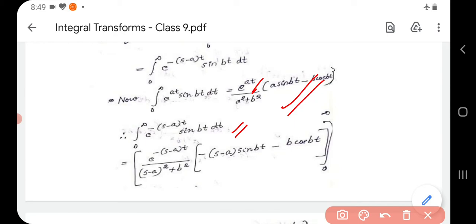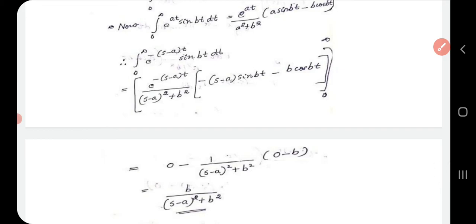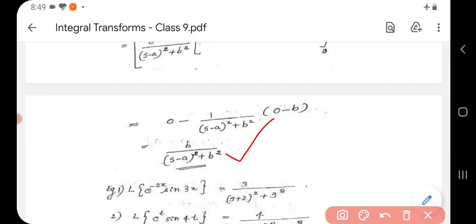Okay, so just similar to the derivation that we have done for sin at, you have to do the integration for this also. Finally you will get the answer for Laplace transform of e raised to at sin bt as b by s minus a the whole square plus b square. So just go through the derivation, but for your exam you will be asked only problems.